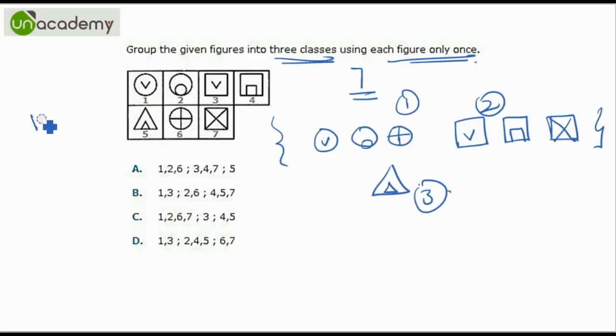So 1, 2, 6 will fall into one group, 3, 4 and 7 will fall into another group, and 5 will fall into a separate group. So 1, 2, 6, 3, 4, 7 and 5. So that is the correct answer. So you have to apply different methodologies in different type of problems, but the basic approach is same. You have to group them somehow. You have to observe the options carefully and read the problem statement first.